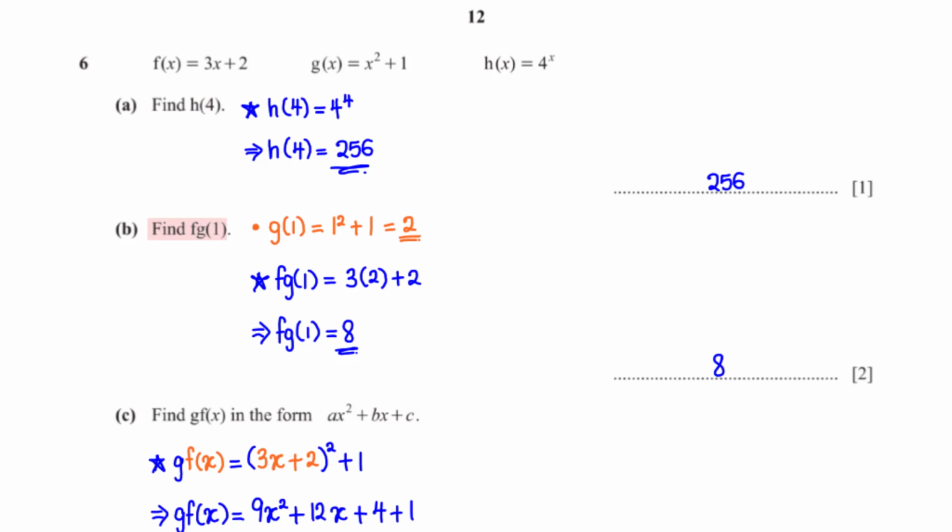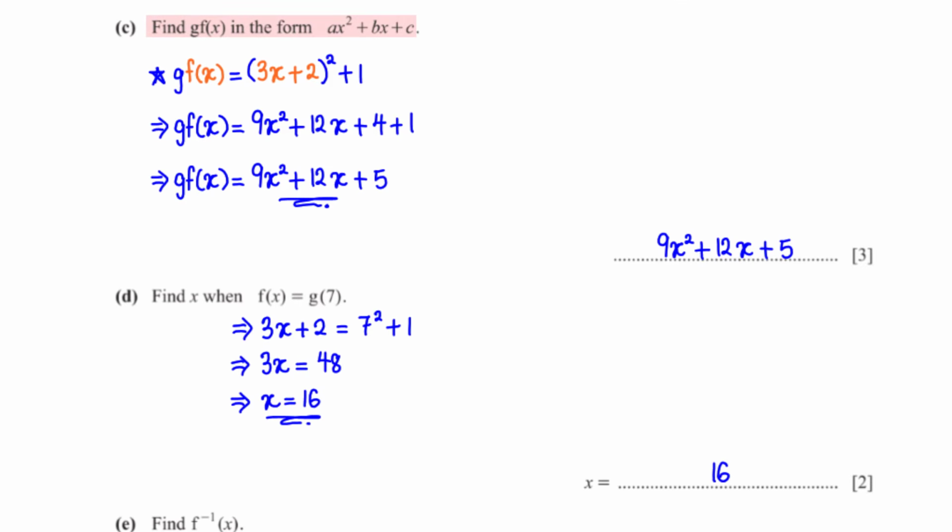Find f of g of 1. First, we need to find g of 1, which is 1 squared plus 1, giving us 2. This means to get f of g of 1, we put g of 1, which is 2, into f of x, giving us 3 times 2 plus 2, which is equal to 8.